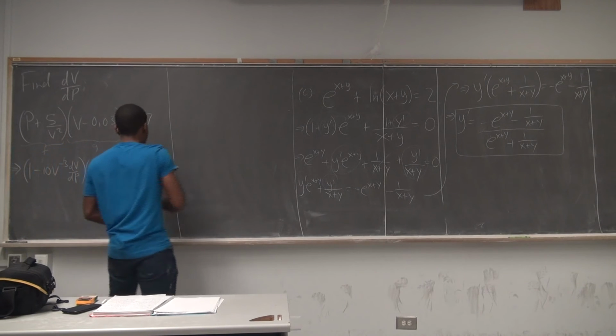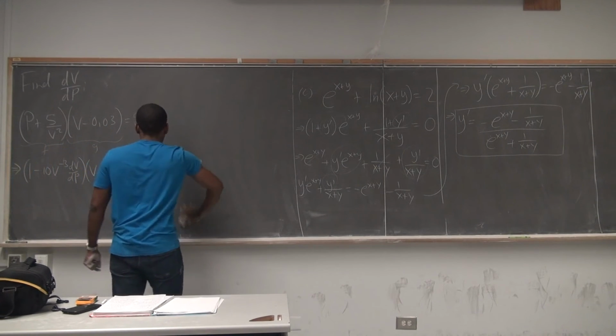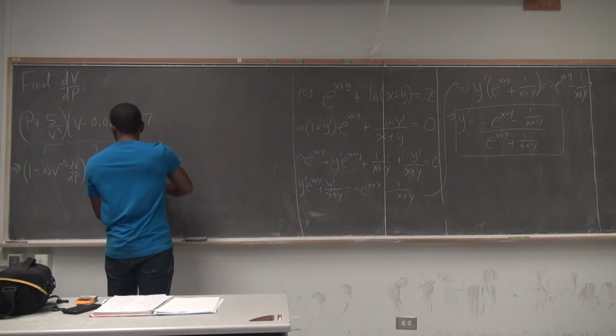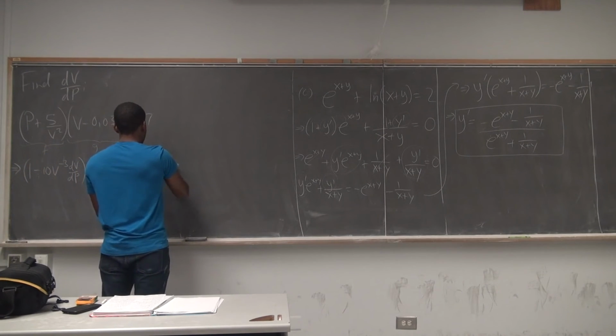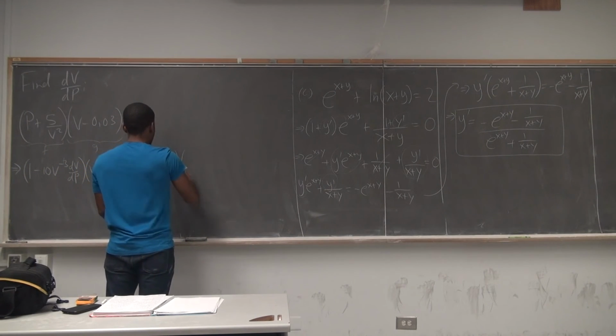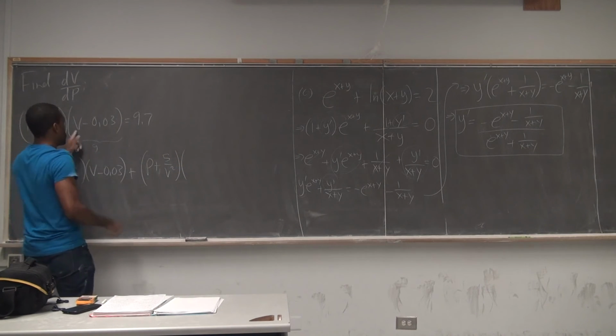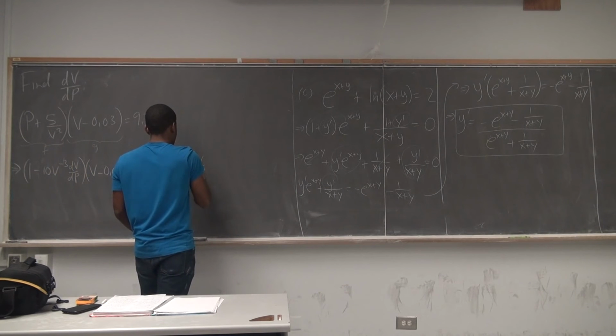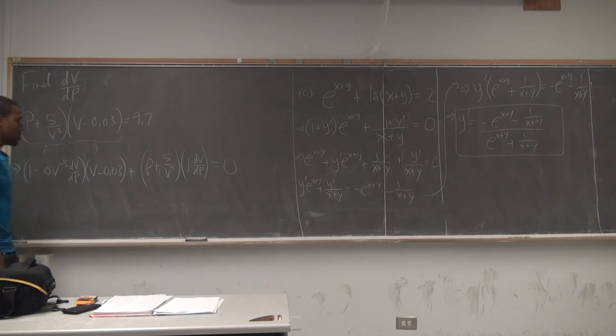Plus, I just thought of this as 5b to the minus 2. I left that. Plus p plus 5 over v squared times, now I'm going to differentiate this guy, the derivative of v is just 1 times dv dt. The derivative of that is 0, the derivative of that is 0. So now I want to solve for this guy.